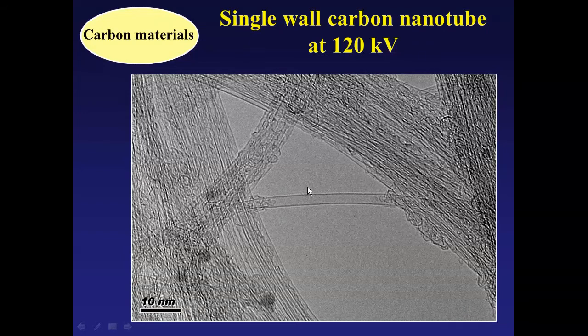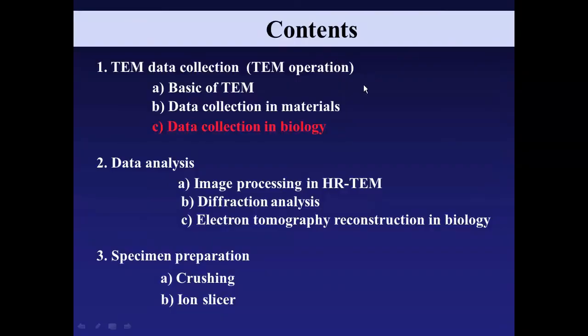As carbon material is beam sensitive, in order to avoid beam damage, the accelerating voltage was reduced to 120 kV, changing the voltage like this.